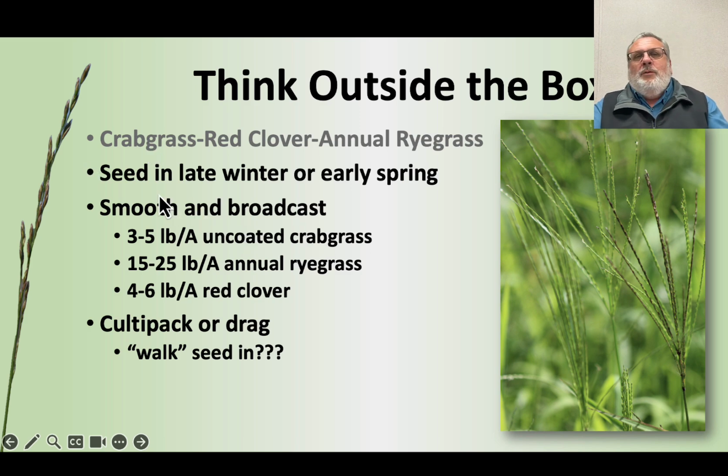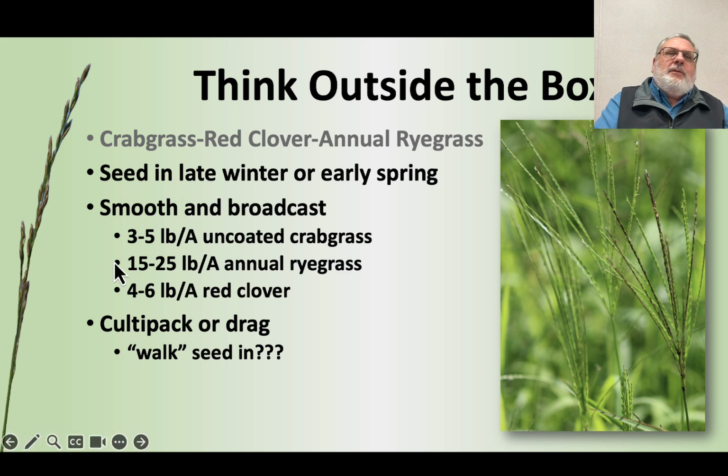So we want to smooth the area up with a little bit of light tillage. Broadcast that seed on. 3 to 5 pounds of uncoated crabgrass, or if you're using coated crabgrass, which has about a 50% seed coating by weight, we want to double that rate to around 6 to 10 pounds.